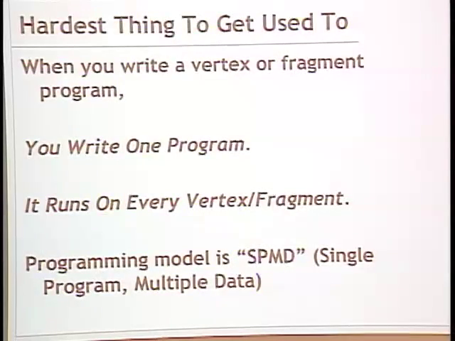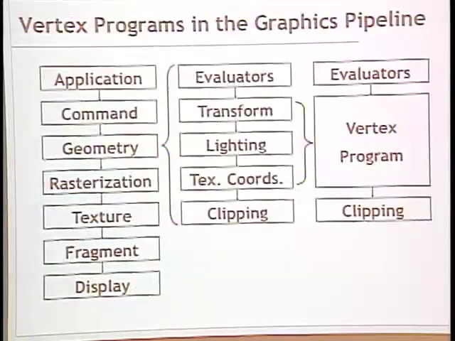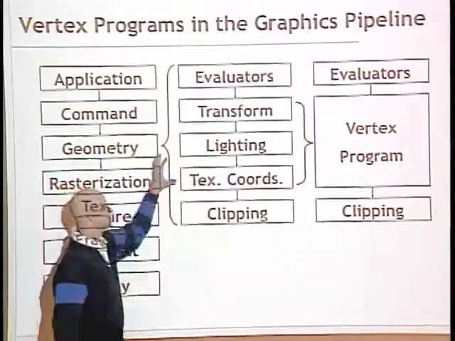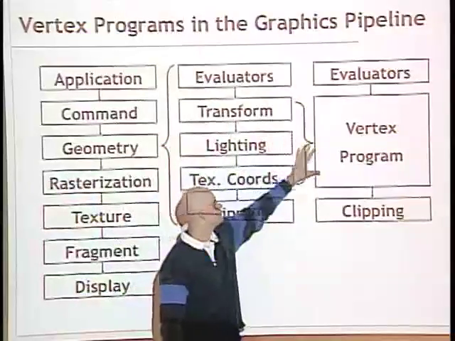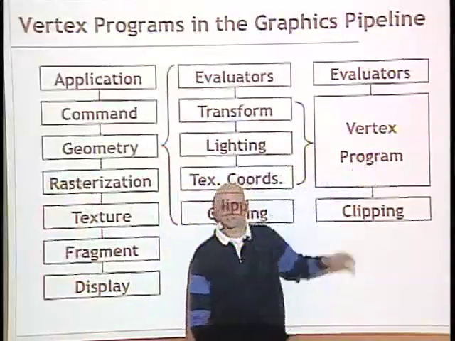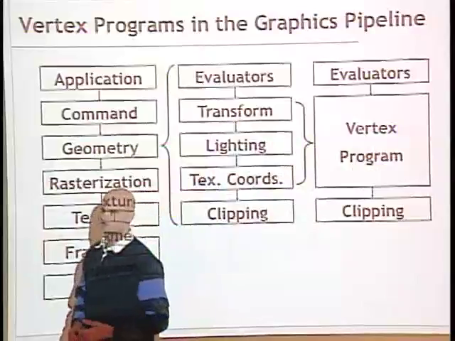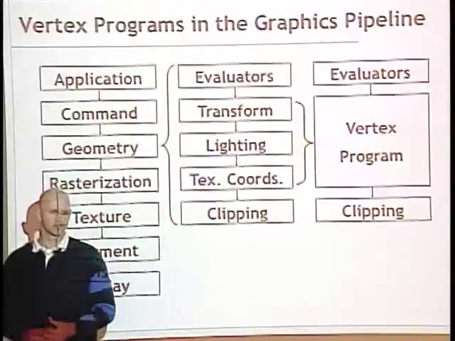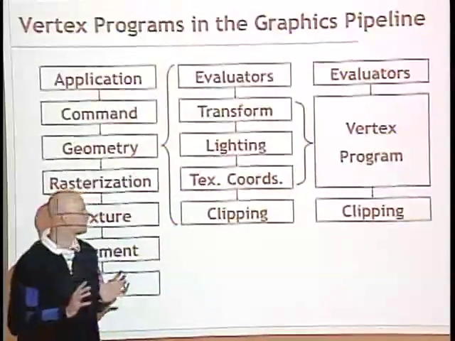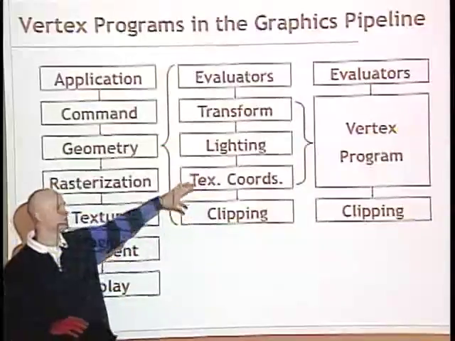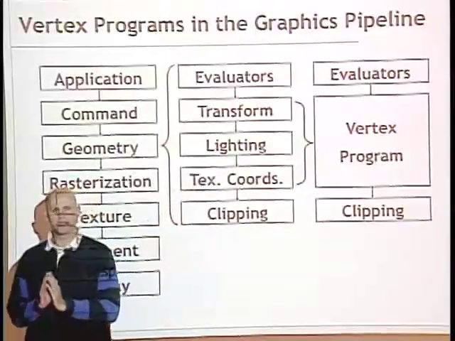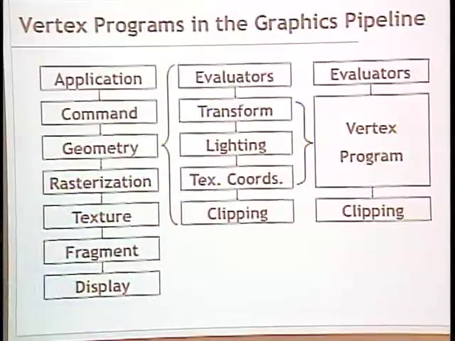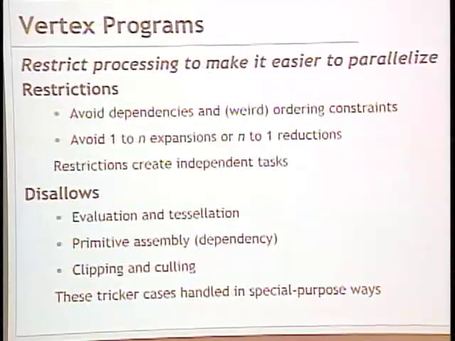Now, one of the goals here is that we want to make this run fast on hardware. What we didn't want was to take this fixed function stuff and change it into something programmable, and then have it run 5 times as slow. So originally the idea was that we have to make sure the vertex program is just as fast as what it replaced. To make that happen, we have to restrict what we allow the programmer to do. So how do we do that?